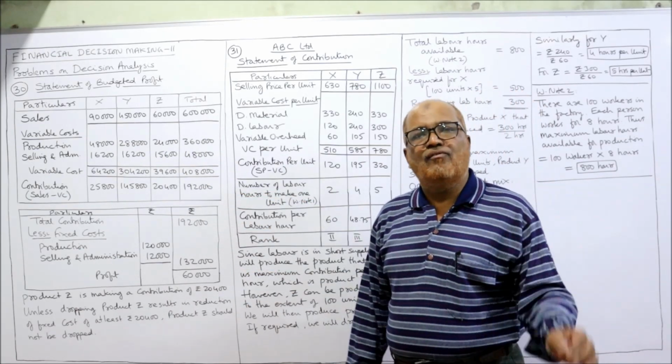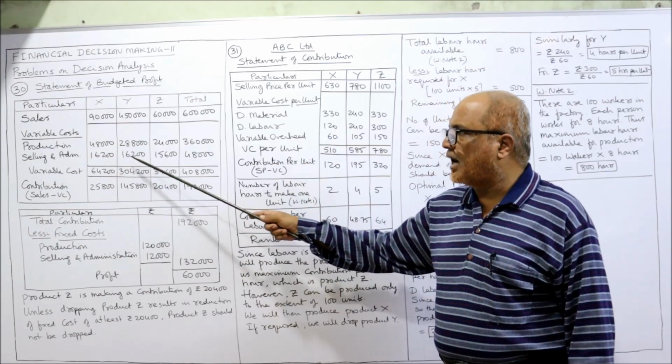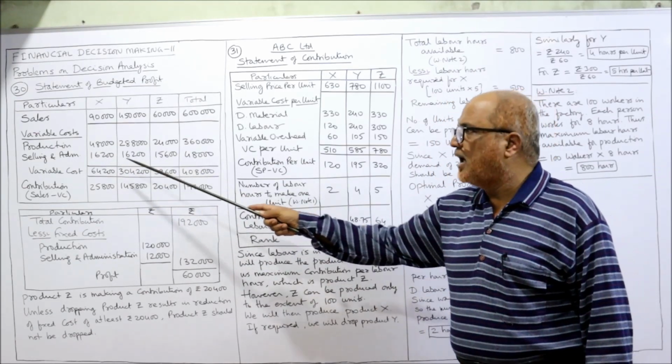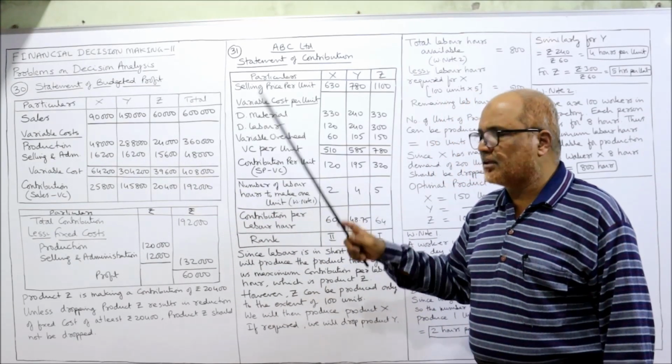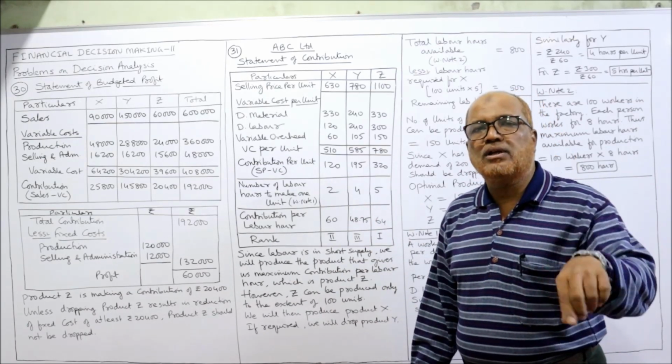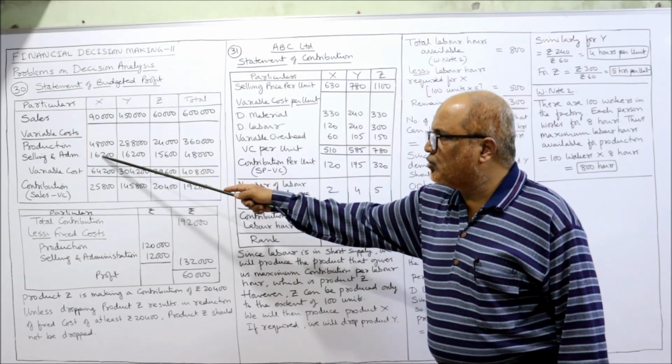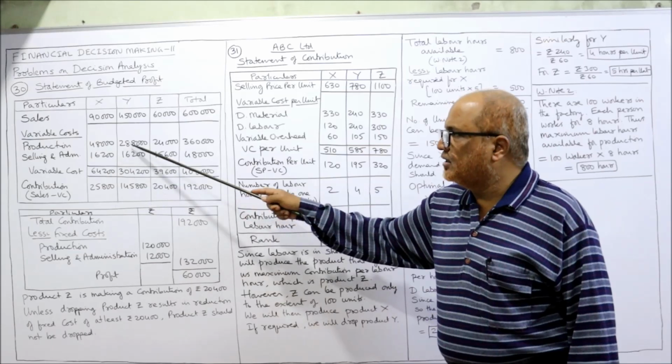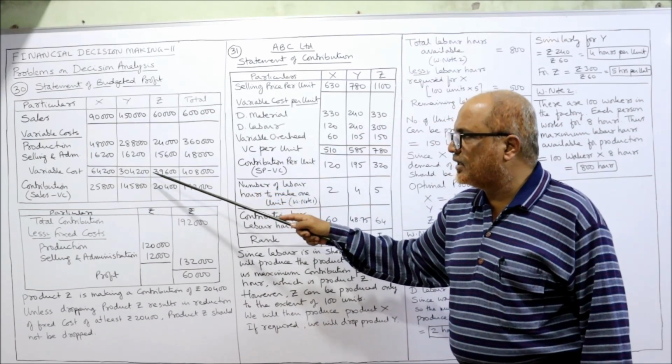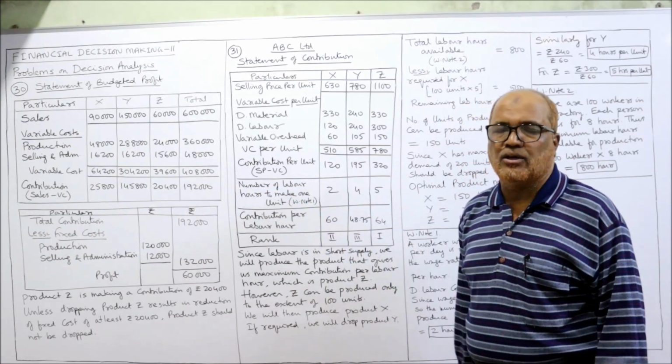Selling and administration variable costs are 16,200, again 16,200, 15,600. Add up these three, we'll get 48,000. Now take the total of the variable cost. Add up these two values, you'll get 64,200. These two values, 3,04,200, 39,600, total 4,08,000.